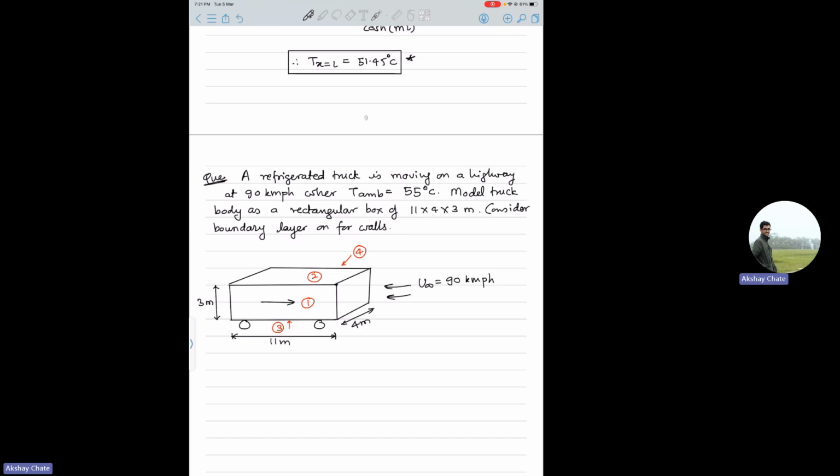Okay. And next information is the wall surfaces of the truck need to be maintained at 10 degrees Celsius. So there is something inside the truck which needs to be kept cool, and that temperature requirement is 10 degrees Celsius.